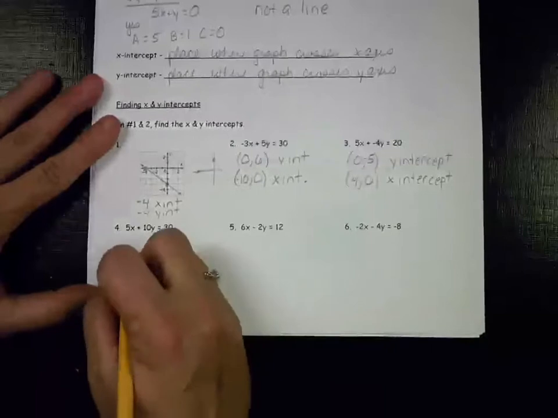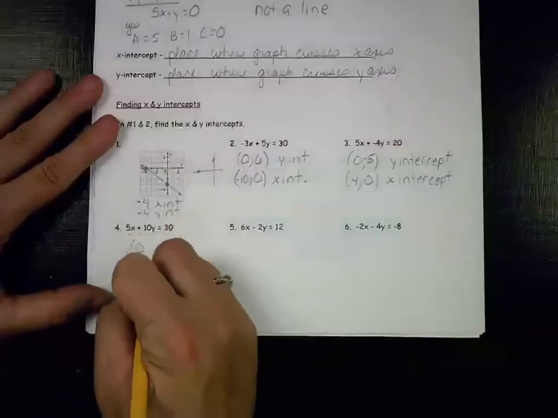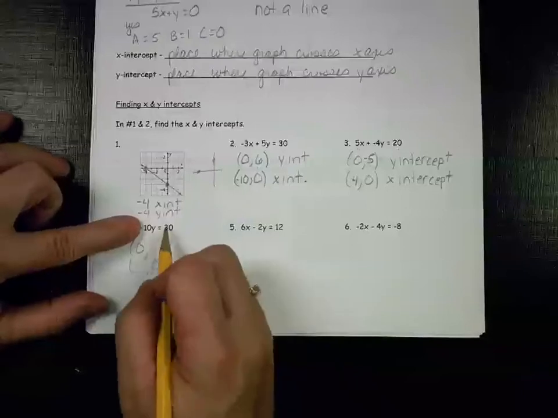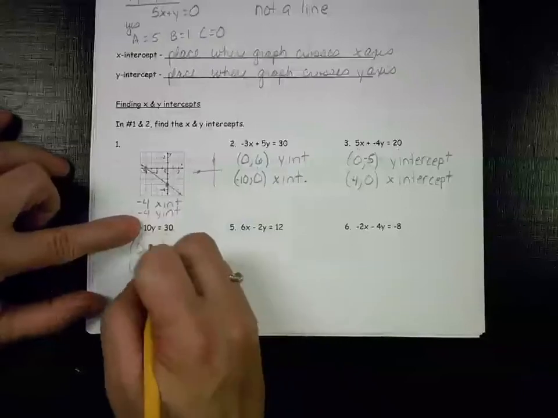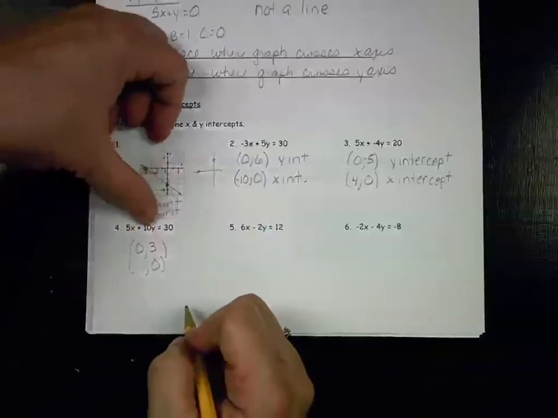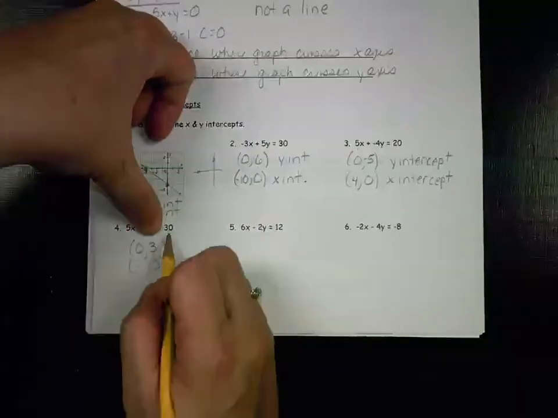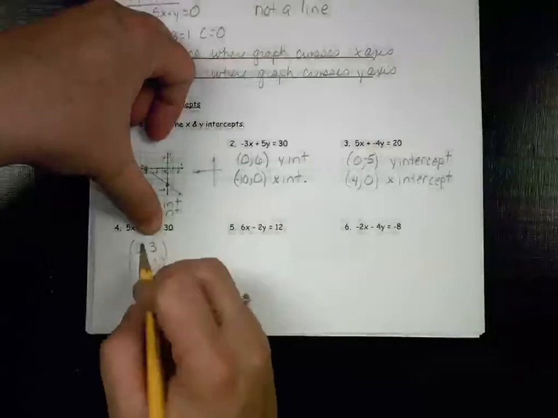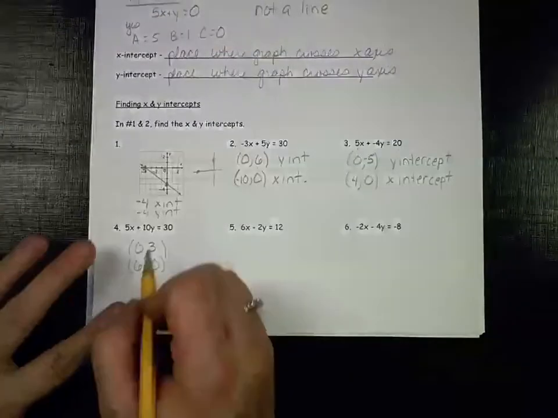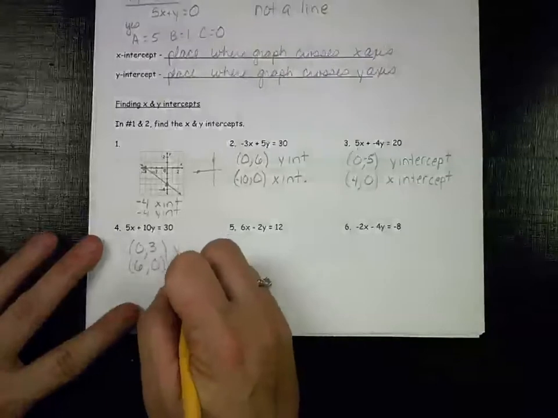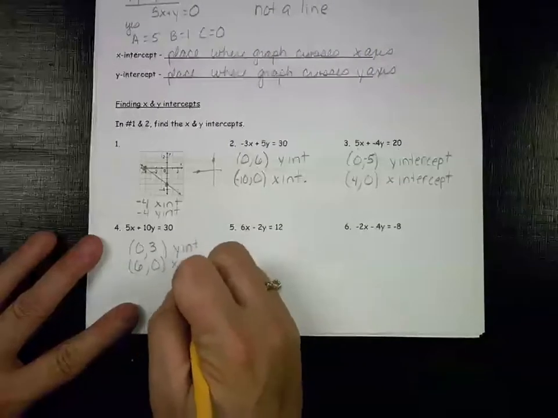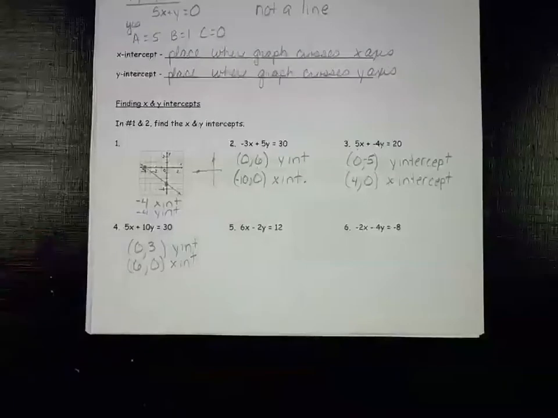Number 4, if x is 0, that gets covered up. 30 divided by 10 is 3. If y is 0, that gets covered up. 30 divided by 5 is 6. Numbers in your y spot, so that is the y-intercept. And this one is your x-intercept.